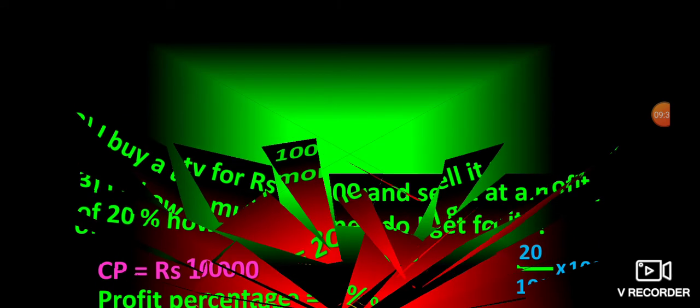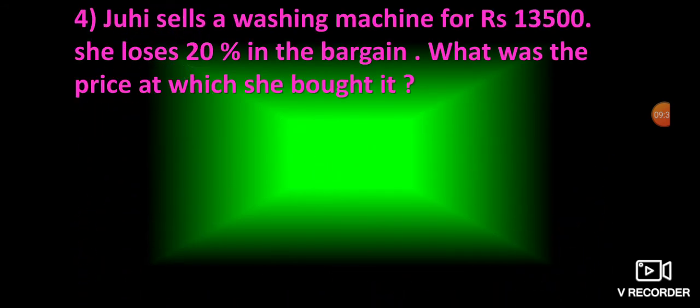Next, the fourth question is a different question, a special question. Listen. Juhi sells a washing machine for rupees 13,500. That is, selling price is 13,500. She loses 20% in the bargain. There will be loss percentage. What was the price at which she bought it? We have to find the cost price. There is one method here.